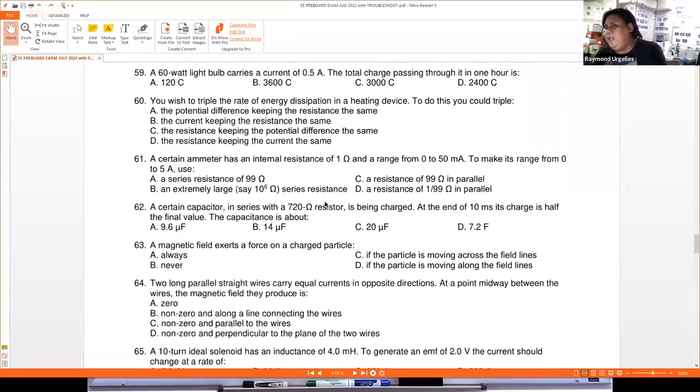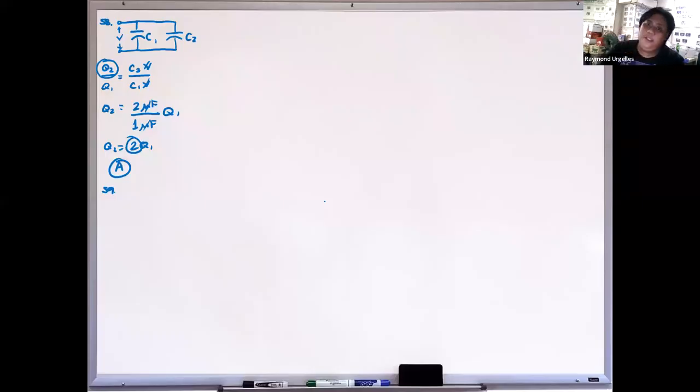So we have a 60 watt light bulb carries a current of 0.5 amperes. So total charge passing through it in 1 hour is blank. So dito pag tinry nyo itong isolve, normally walang lalabas sa choices. No? So meron ditong troubleshoot. Okay, so yung 0.5 amps, dapat ay 1 ampere. Okay? So then, diba? So pag ginawa natin yan, so then what will be our charge? Diba? So again, that's current times time lang. So kaya this is 1 ampere.